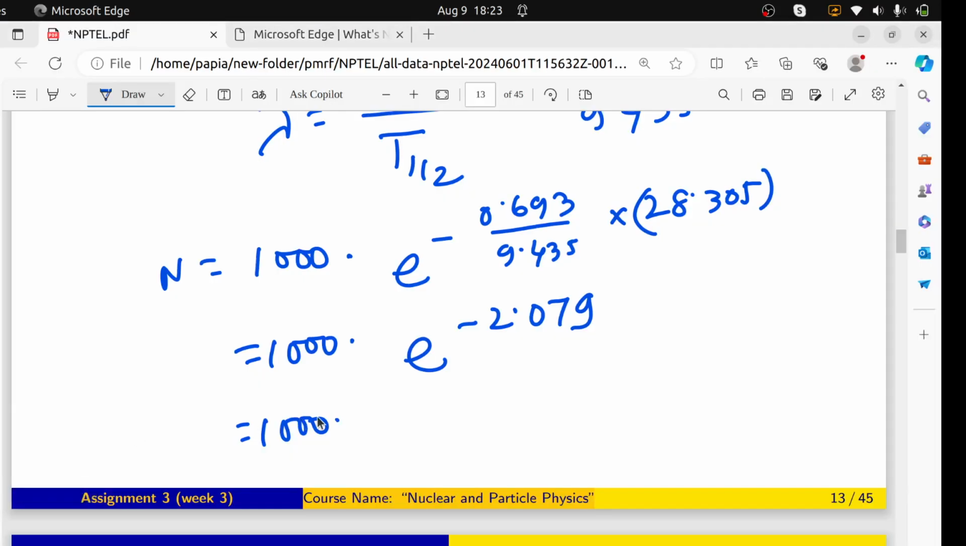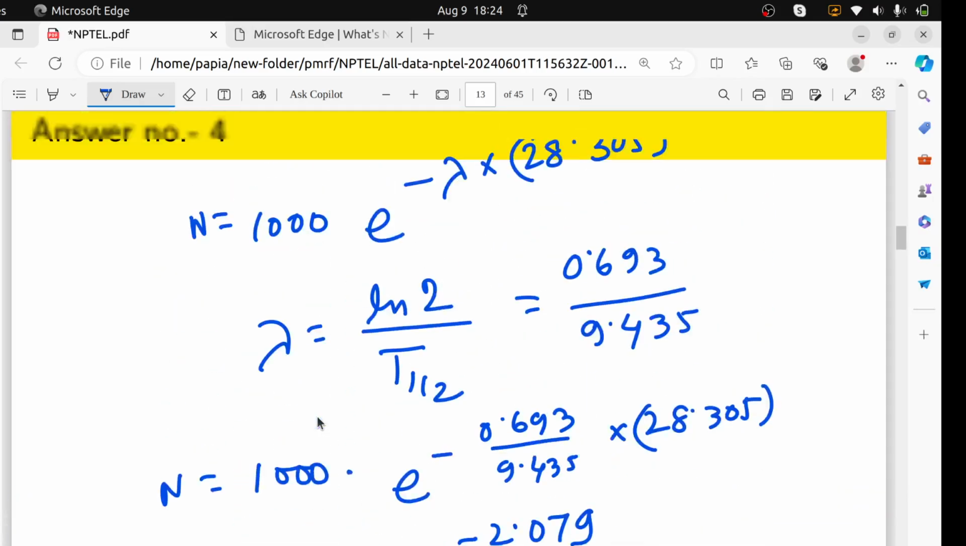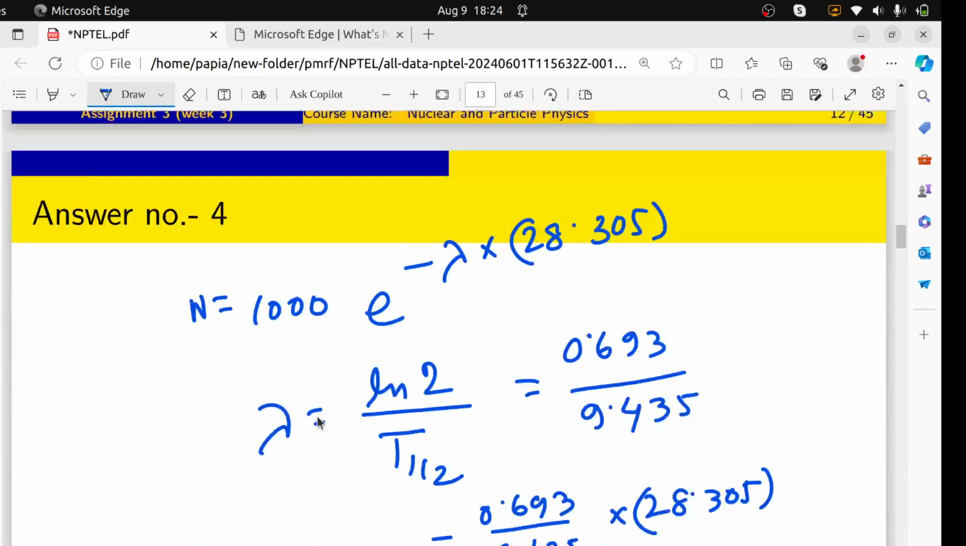1000 into the power into 0.12505 something. So if I just multiply with 1000, then it is coming as like 125.05. Now you can see obviously N should be an integer number, so it will be 125. Now you can see just the numbers right now.